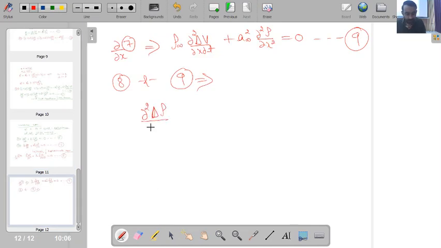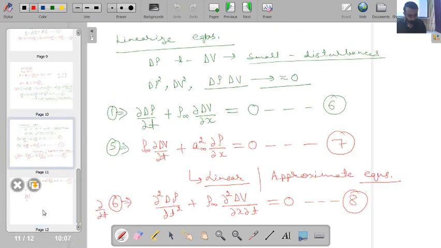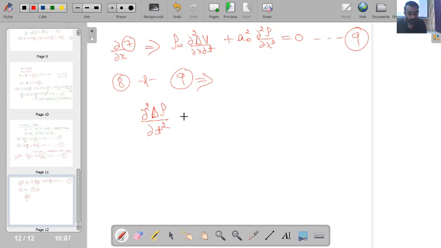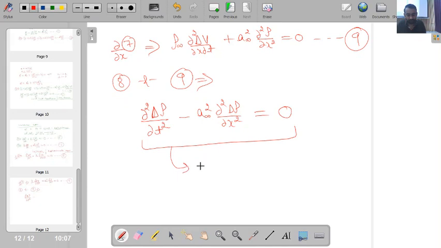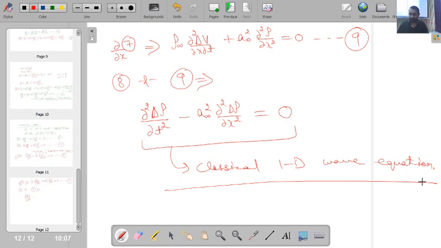So from 8 and 9 you can say del square delta rho by del t square minus a infinity square into del square delta rho by del x square equals 0. What is this? This is a classical 1D wave equation, of the form del square phi by del t square minus a infinity square into del square phi by del x square. So this is nothing but a classical 1D wave equation.